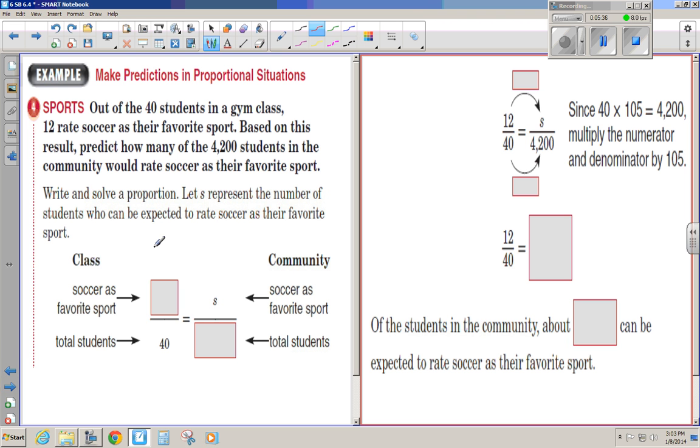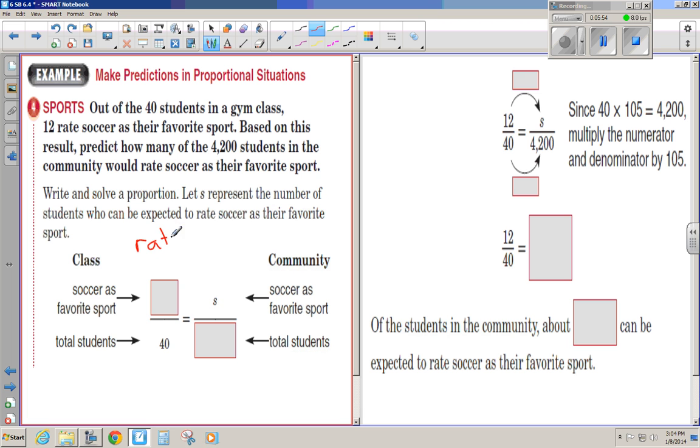All right, here is a story problem. Out of 40 students in a gym class, 12 rate soccer as their favorite sport. Based on this result, predict how many of 4,200 students in the community would rate soccer. So, we have to set up a ratio. How many soccer? 12 out of the 40 like soccer. So now when you poll the whole school, the total students are 4,200. And we don't know what S is.